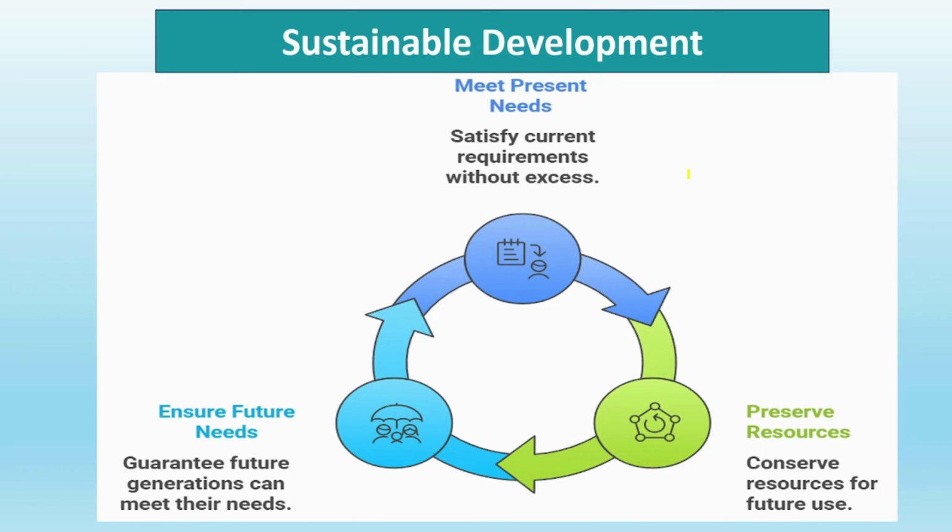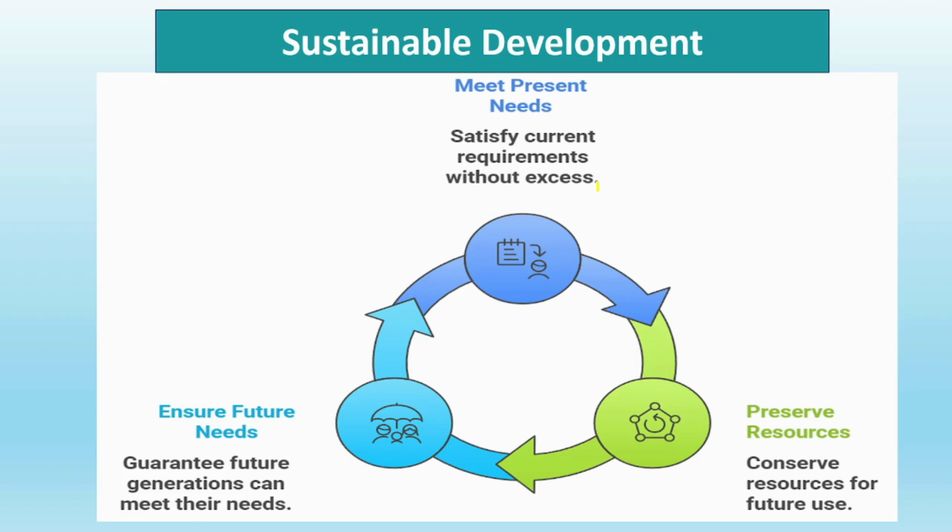Coming to sustainable development. What is sustainable development? Simply, sustainable development is using the resources without harming the environment, without causing damage to others. It must meet the present needs. It ensures the future needs. It preserves the resources. Meeting the present needs means it satisfies the current requirement without excess.